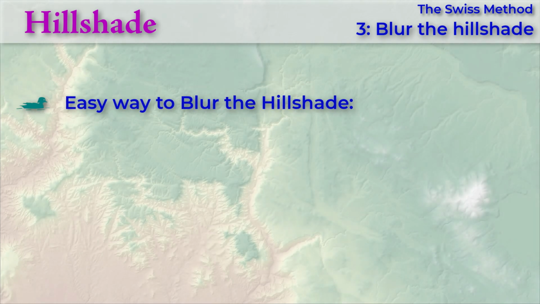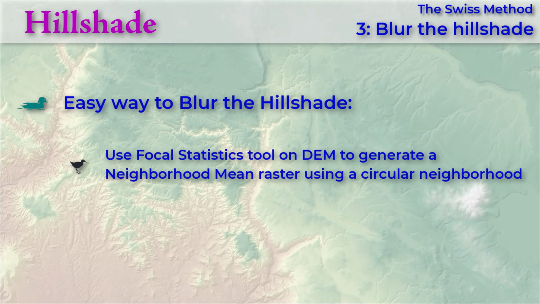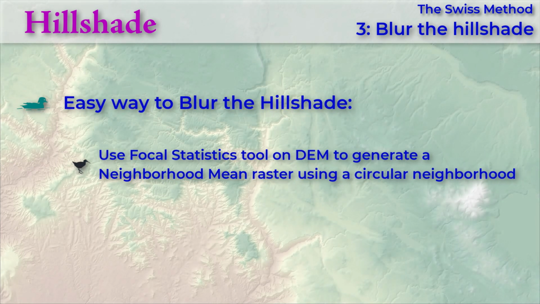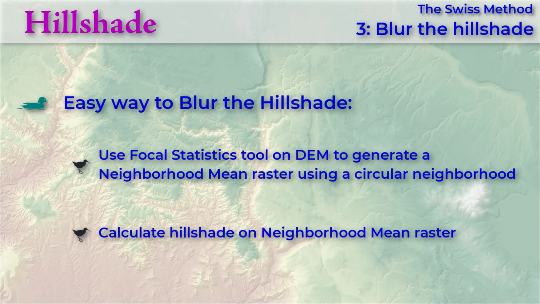It's easy to do if you want. Best way is just calculate a neighborhood mean of your DEM using the focal statistics tool, and we saw how to do that the last lecture. This essentially blurs the DEM. Then you generate a hillshade from that blurred DEM. You get a blurred hillshade.